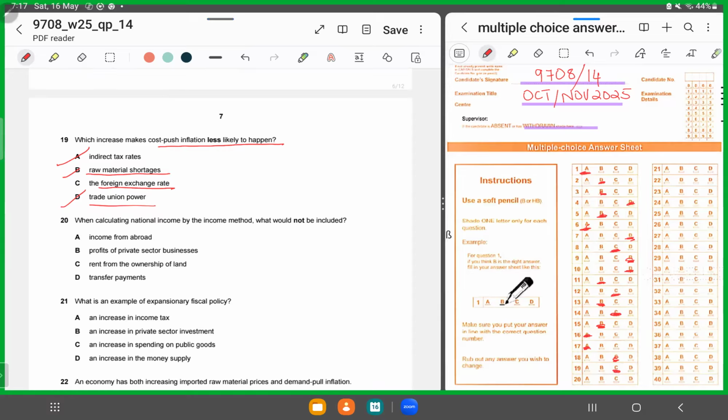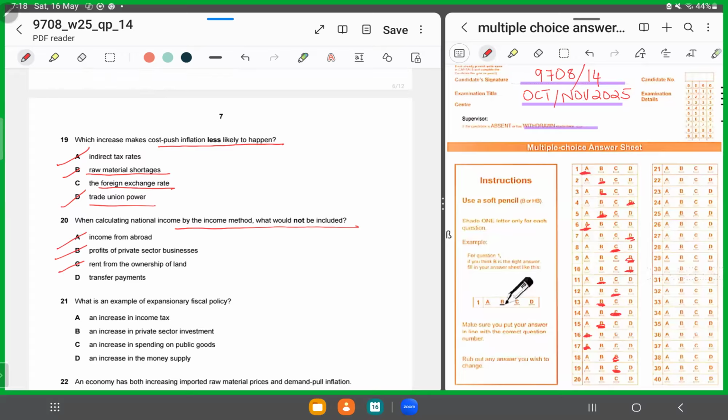Number 20. When calculating national income by the income method, what would not be included? So when we are talking about the calculation of national income, three things must be included except for one. That's the question which they are asking. So when we are calculating the national income using the income method, wages, rent, interest, and profits are all included. It's transfer payments that is not included.